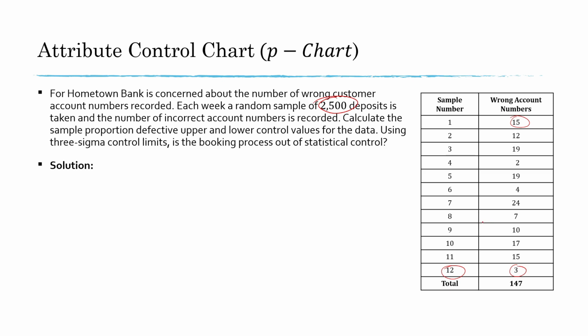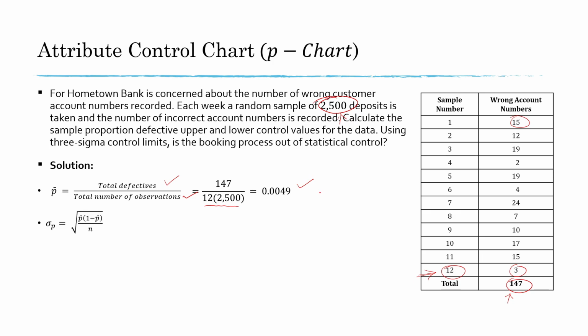So for 12 samples, we have a total of 147 wrong account numbers. Now in order to calculate P bar, we calculate the total defectives, which is this value 147, and the total number of observations. Since there are 12 samples and each sample consists of 2500 data points, the total number of observations will be 12 into 2500. We divide 147 by 12 into 2500 and P bar value is 0.049.